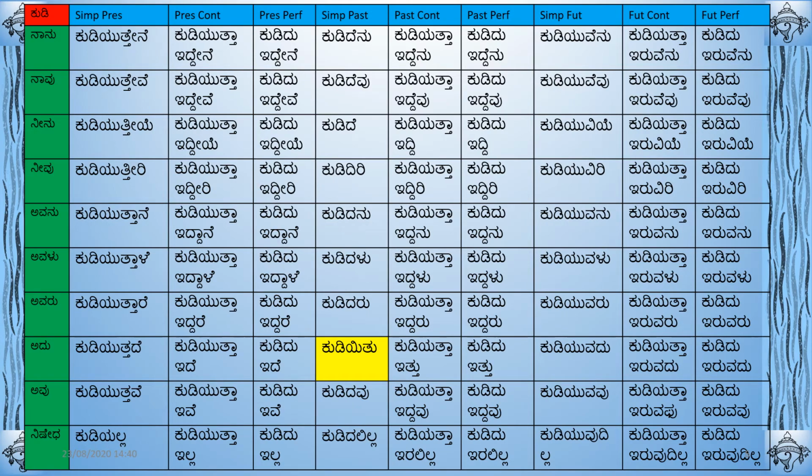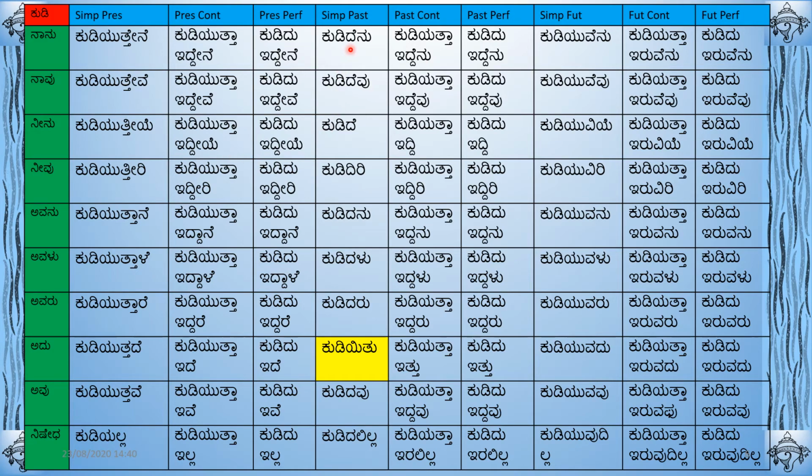This is kudi. Kudi is to drink. It has the same conjugation as bare, just that it's e ending. I've given it as an example because most of the verbs in Kannada will be u ending, a ending, or e ending. Most of the rules are for u ending and non-u ending. A and e ending have the same rule, meaning kudi means kudiyu, bare means bareyu.